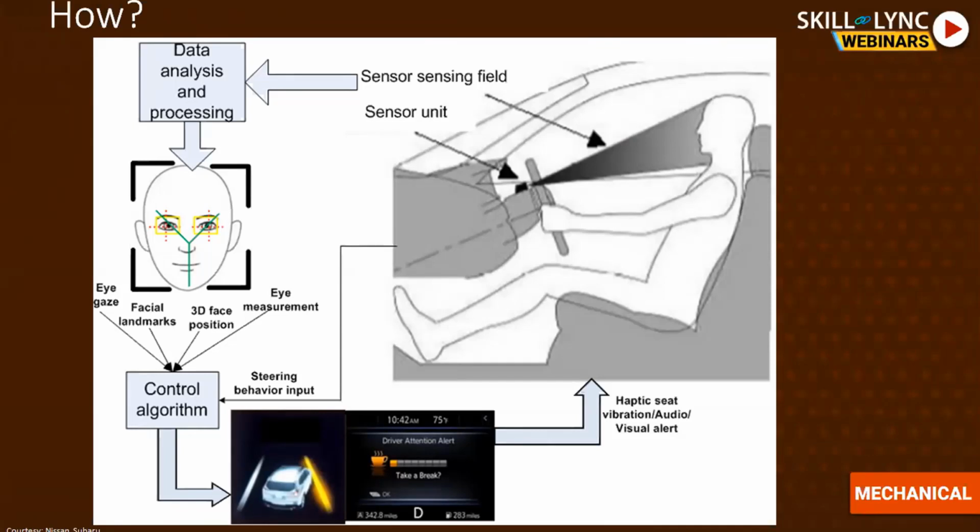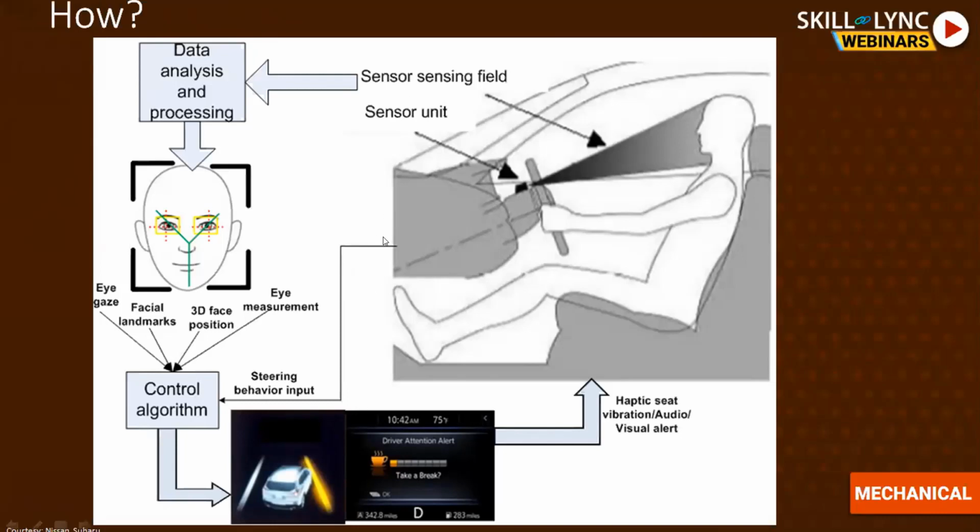We can see here that these sensing technologies can be either image-based, we can have different IR sensors, we can have other techniques of measuring what the driver is doing in the vehicle and process this information and come up with essentially where the eye gaze looks like and the facial landmarks, the 3D face position, the eye measurement, and a whole bunch of other information that we can gather from the driver itself.